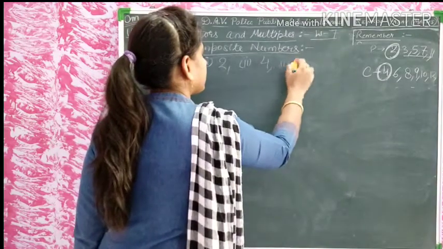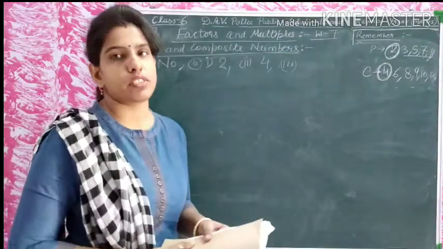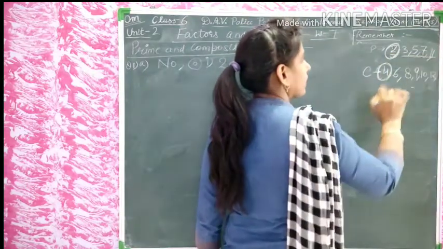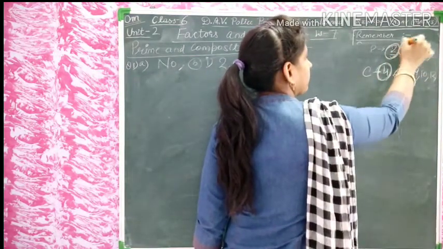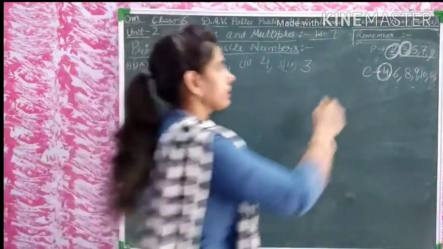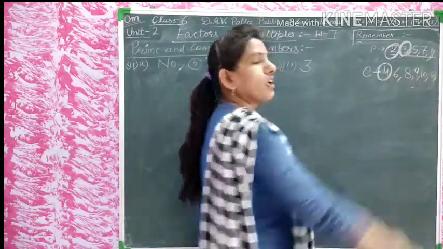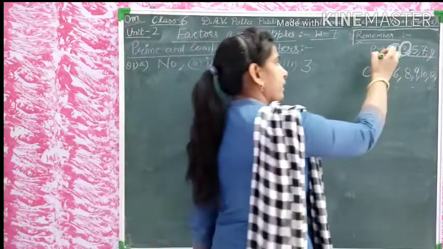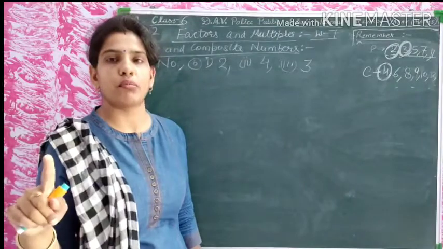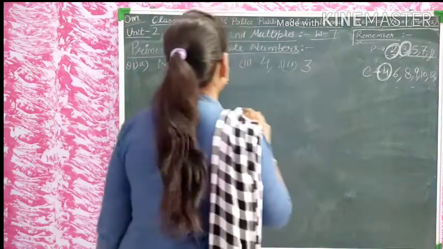Now next is part 3, odd prime. Which are the odd primes here? This is an even number, and these are the odd primes. The smallest odd prime is 3. This is odd and this is even. 2 is the smallest even prime, but 3 is the smallest odd prime. Among the prime numbers, there is only one even number, that is 2. No other prime number is even, always. This is the answer to part 3.